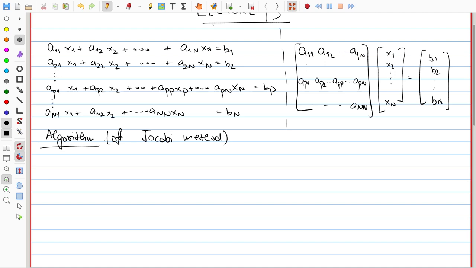So, in general the algorithm of most of the techniques will be quite similar except some minor change. So, this algorithm will sort of work for us even for other iterative techniques as well. I will tell you what the exact difference is between another technique and this technique.